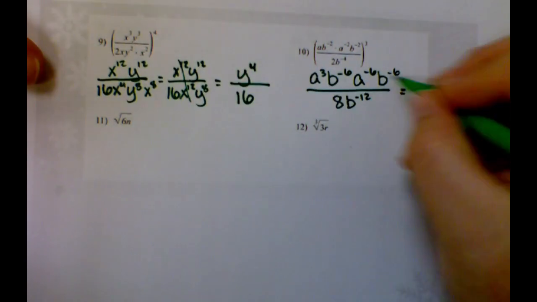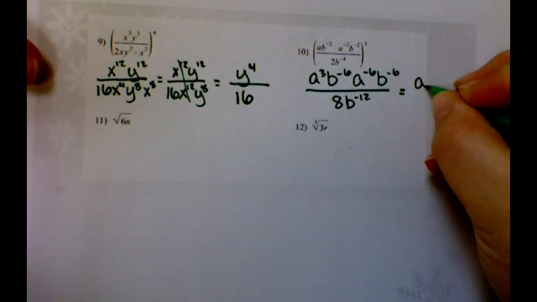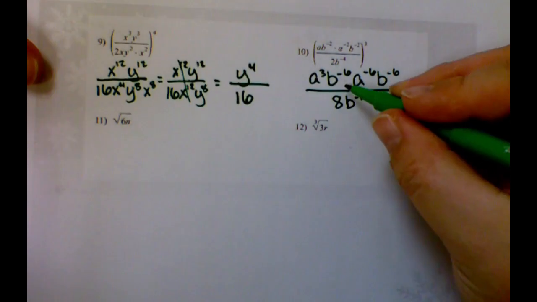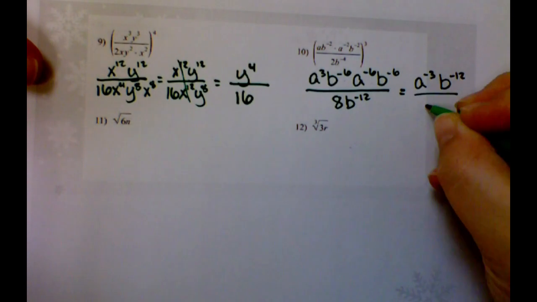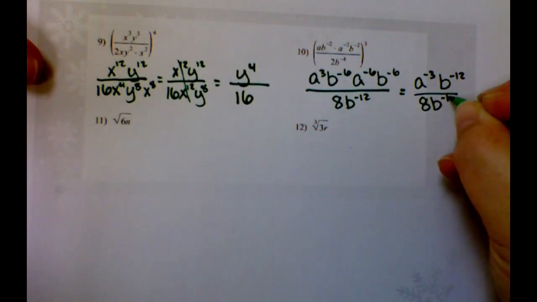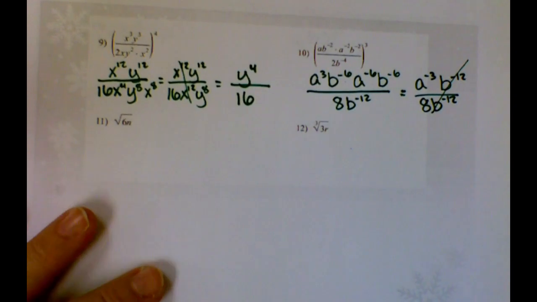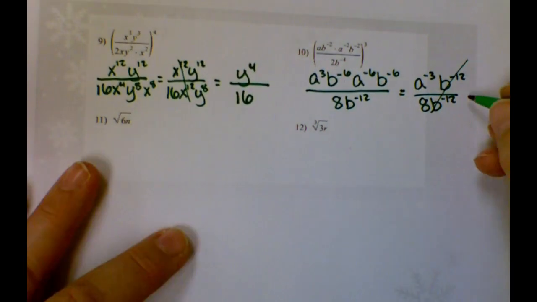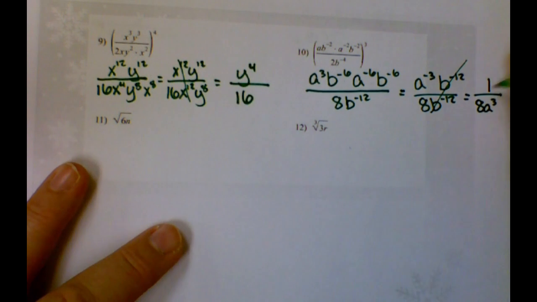Let's combine our a's and b's in the numerator. A cubed times a to the negative 6th power is a to the negative 3rd. B to the negative 6th times b to the negative 6th is b to the negative 12th. Over 8b to the negative 12th. Well, notice that my b's, negative 12 minus negative 12 is 0. Those cancel out. My a to the negative 3rd power has to drop to the denominator with my 8. So what's my new numerator? Just a 1.